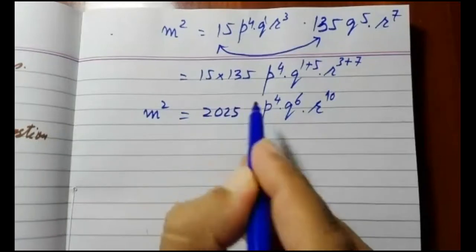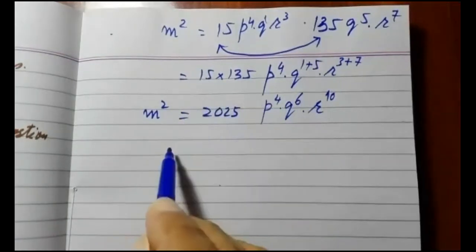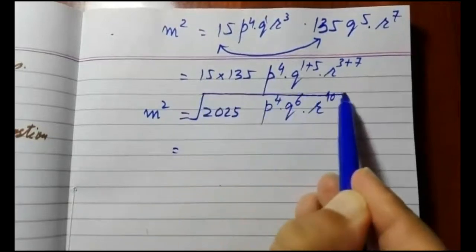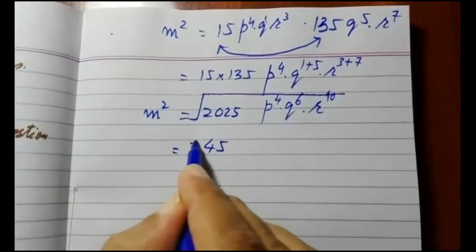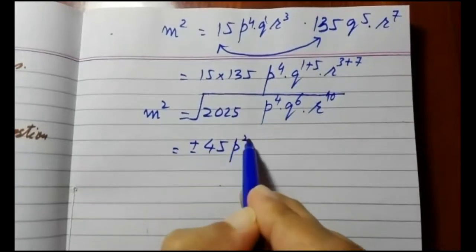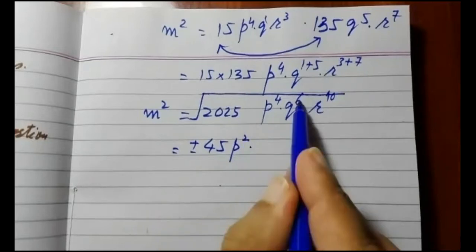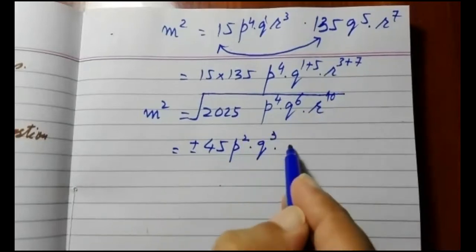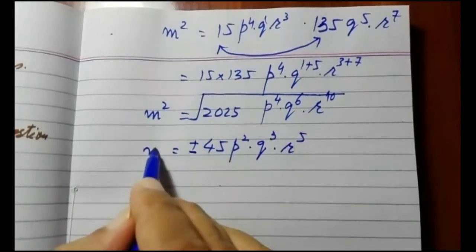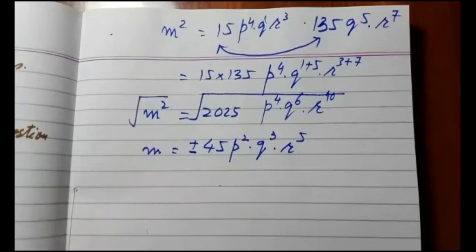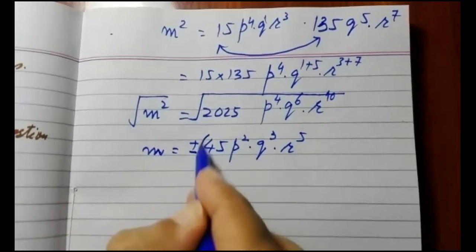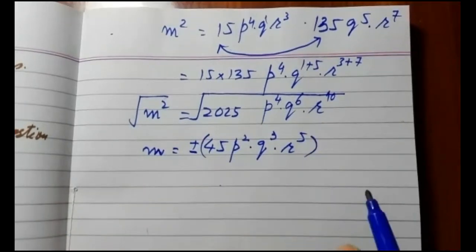Okay, 2025. Take its square root as well, because in the next step we have to take its square root. Like this, 45. But 45 plus minus, and you have to reduce the powers. P4 will become P2 and Q6 will become Q raised to power 3, R10 will become R raised to power 5. Fine, you will place a plus minus sign. Normally students miss the plus minus sign, so that causes marks to be deducted. So you have to mention the plus minus sign like this one. This is how you will finish the statement of the question.